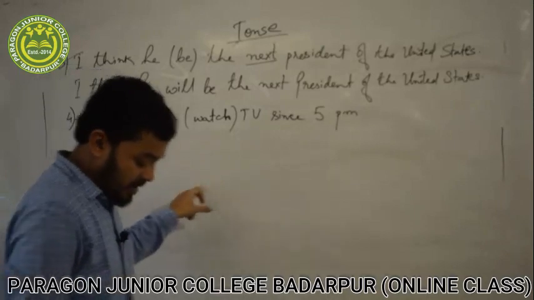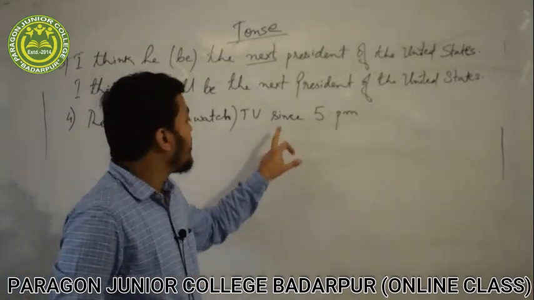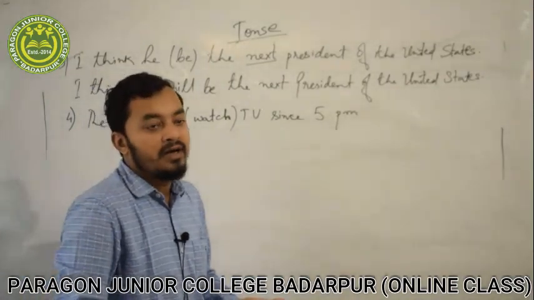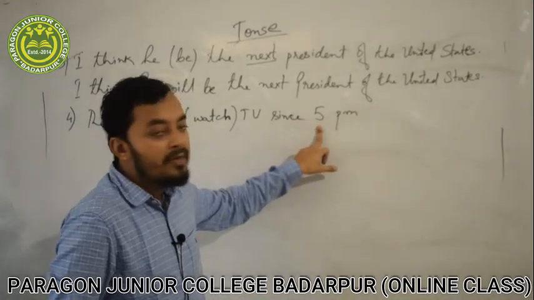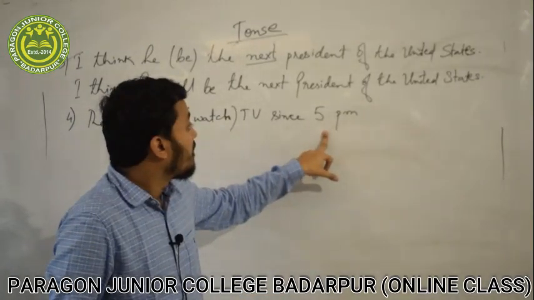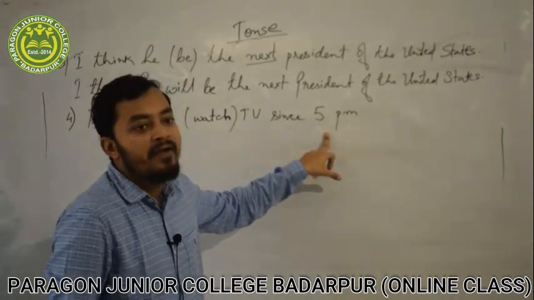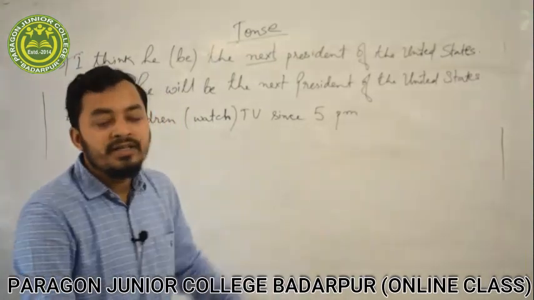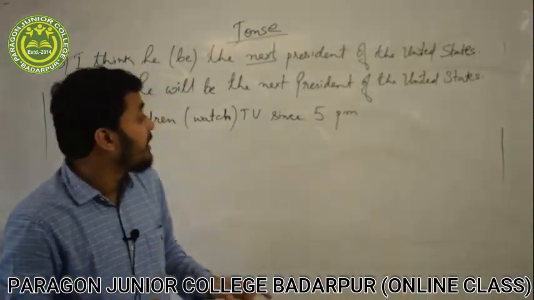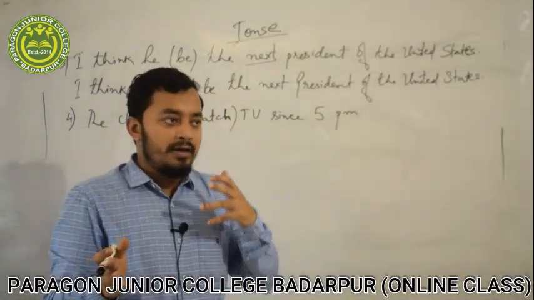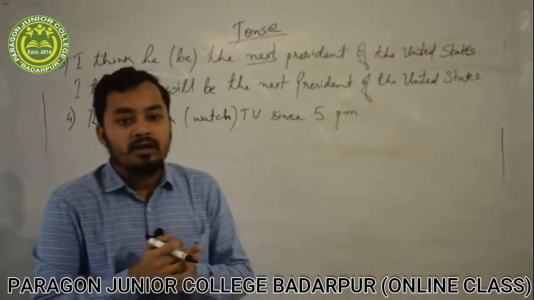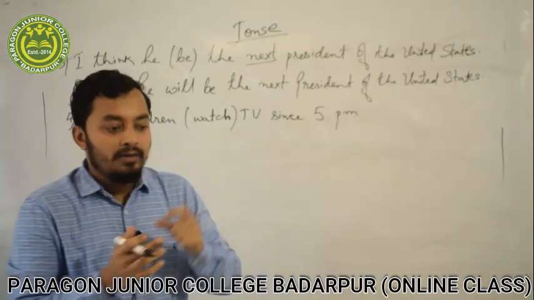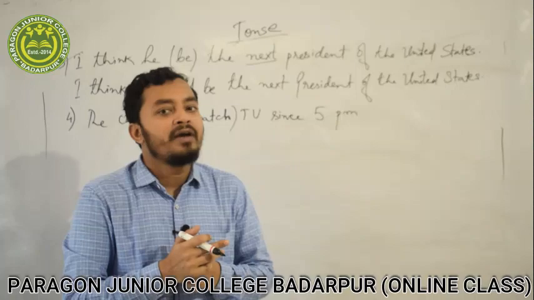What is the rule? If in any sentence we see either since or for, and after that mention of time is there, if this is the case, we use present perfect continuous tense, which is not exactly correct. You need some modifications here. See the exact rule. If we get either since or for in any sentence, and after that mention of time is there, then only we cannot use present perfect continuous tense.